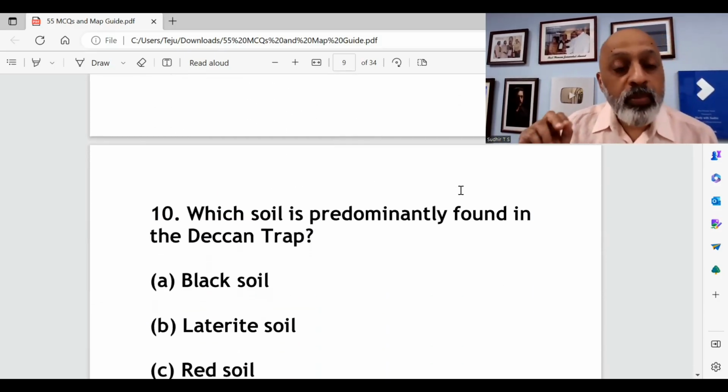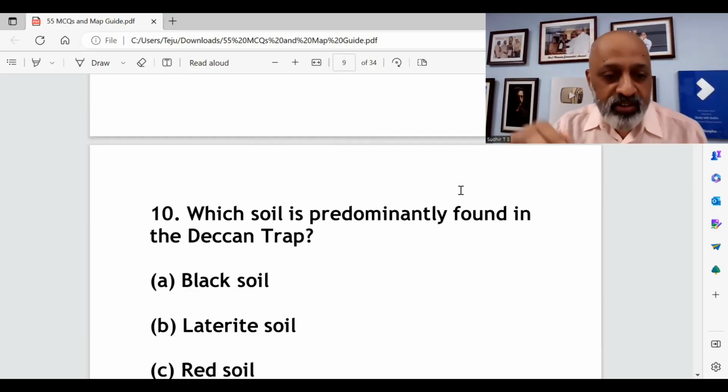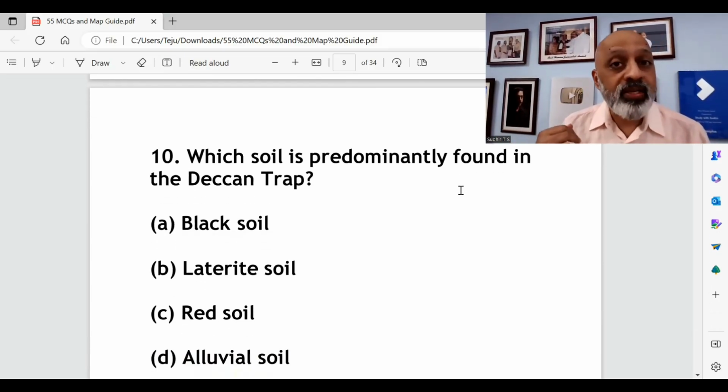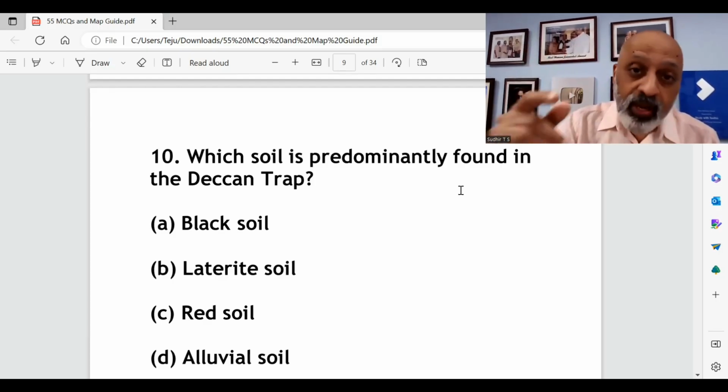Which soil is predominantly found in the Deccan Trap? Is it black soil, laterite soil, red soil, or is it alluvial soil, right? The correct answer is black soil. और ये black soil कैसे बनता है?